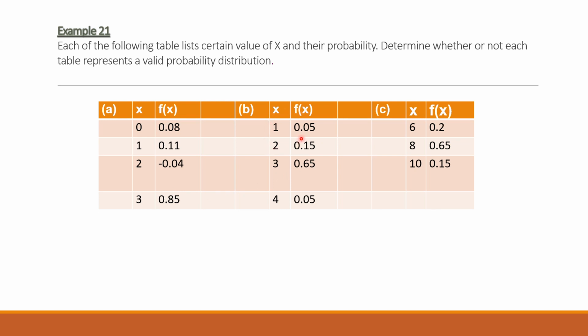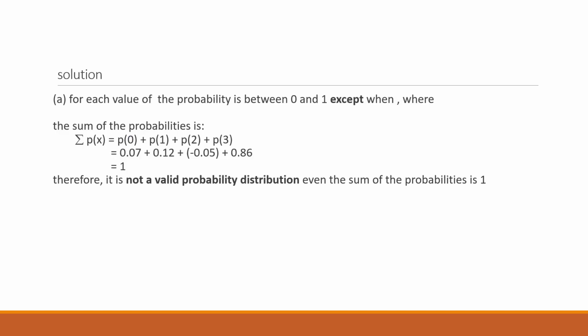In example B, if you take all the probabilities, the total is 0.95. Therefore, this is not a probability distribution. And for the third example, if you take the probabilities and add them up, it is equal to 1. Therefore, it is a probability distribution.